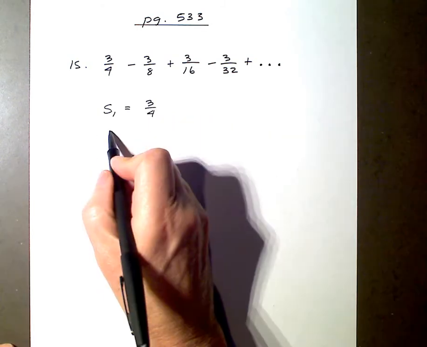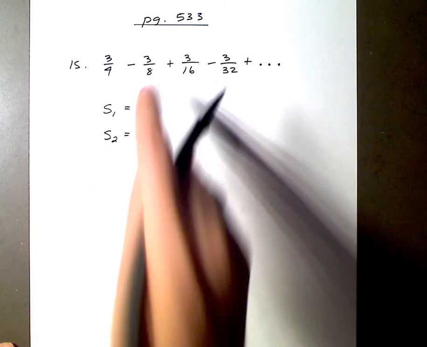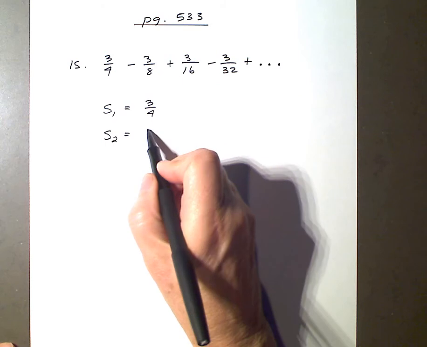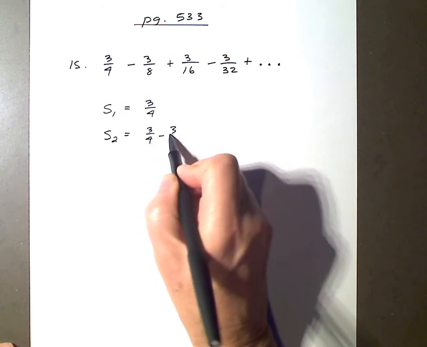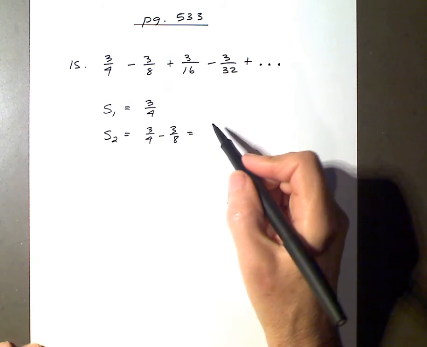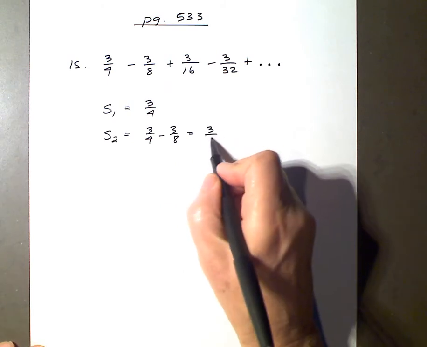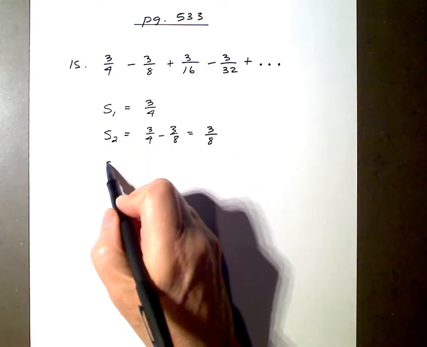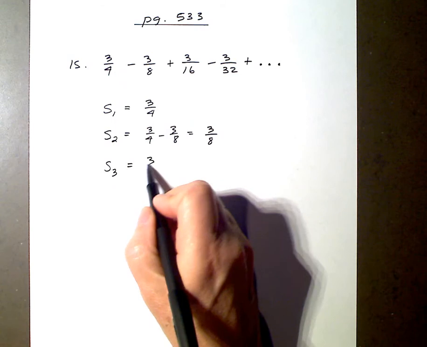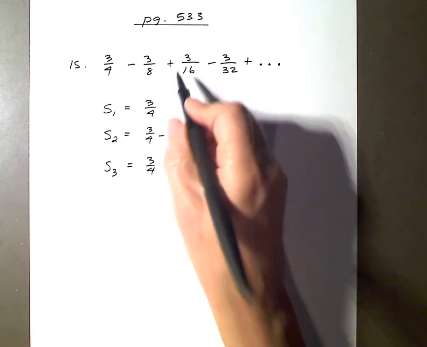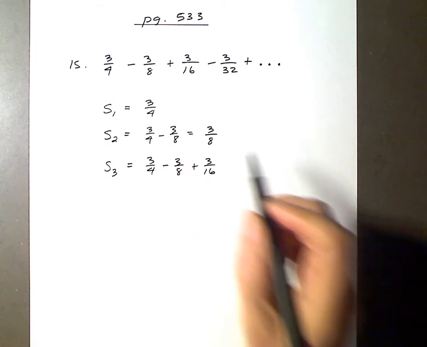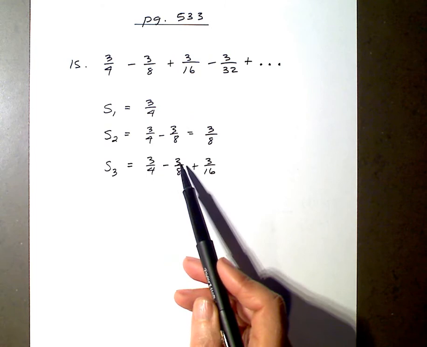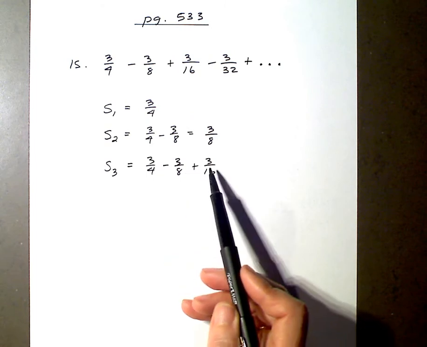So we just want to start with the sum of the first term is just 3/4. The sum of the first 2 terms is 3/4 minus 3/8. So 6/8 minus 3/8, which is 3/8. Okay, and we can see that, well, we'll talk about that later. So then the sum of the first 3 terms plus 3/16. If we put this all in sixteenths, we have 12/16 minus 6/16 plus 3/16. We get 9/16.